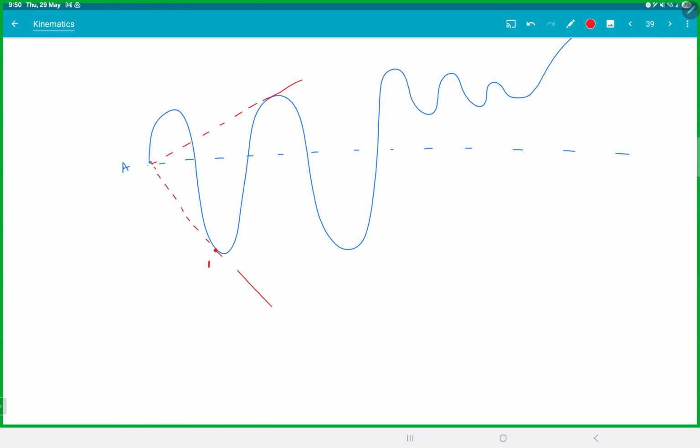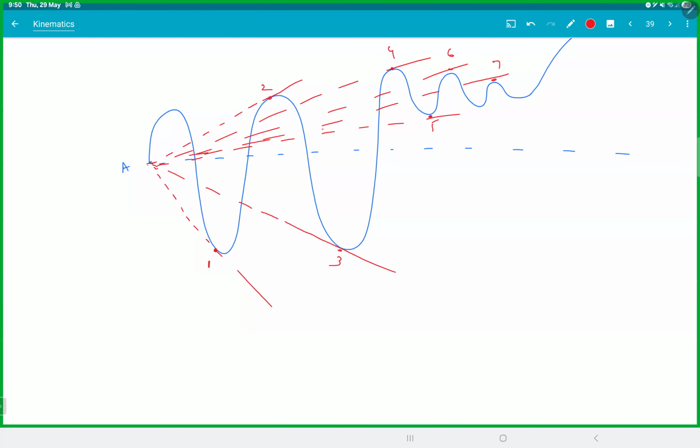There we'll find one more point here, somewhere here, 2, 3, 4, 5, 6, 7, 8, 9. There are 9 points here. Got this?